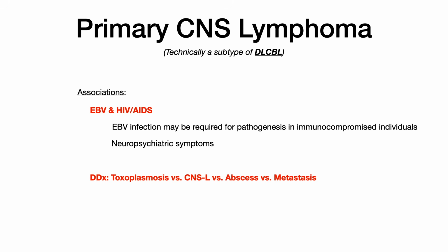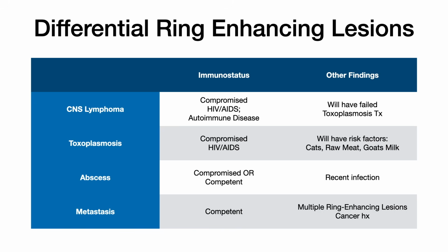What I think is even more high yield for USMLE or COMLEX is being able to do a differential diagnosis between toxoplasmosis, CNS lymphoma, abscess, and metastasis. And I've tried as best as I can to simplify this for you, but admittedly, it's not an exact science, and the test writer is going to try to trick you. But when it comes to looking at these differentials, the reason that you need to know this is because these all cause ring-enhancing lesions in the brain.